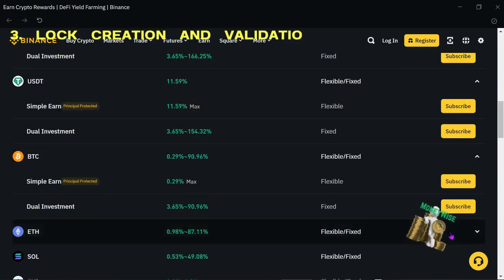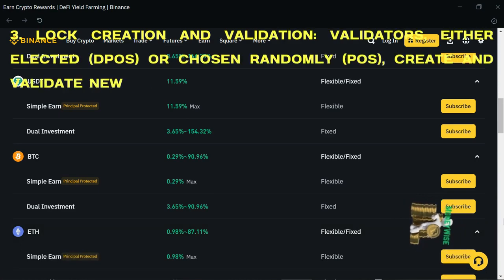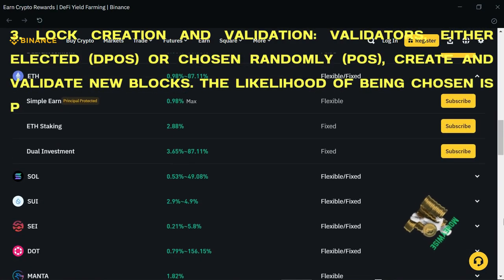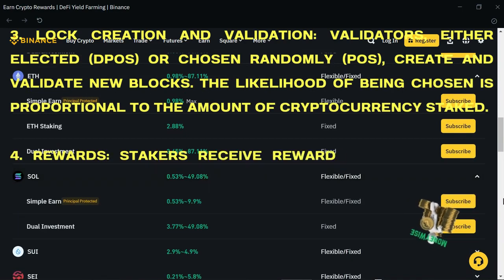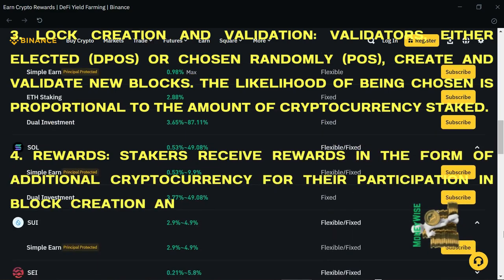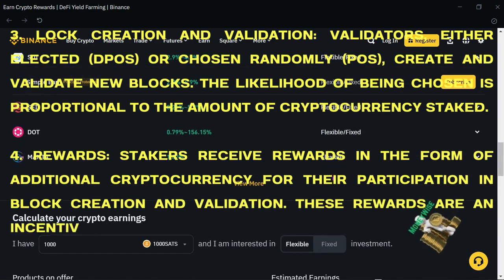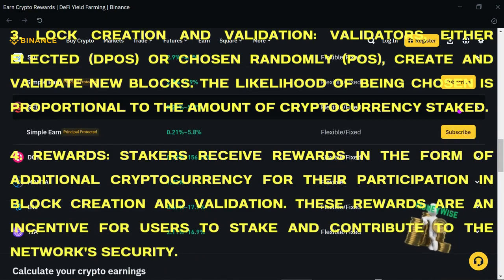3. Block creation and validation. Validators, either elected (DPoS) or chosen randomly (PoS), create and validate new blocks. The likelihood of being chosen is proportional to the amount of cryptocurrency staked. 4. Rewards. Stakers receive rewards in the form of additional cryptocurrency for their participation in block creation and validation. These rewards are an incentive for users to stake and contribute to network security.